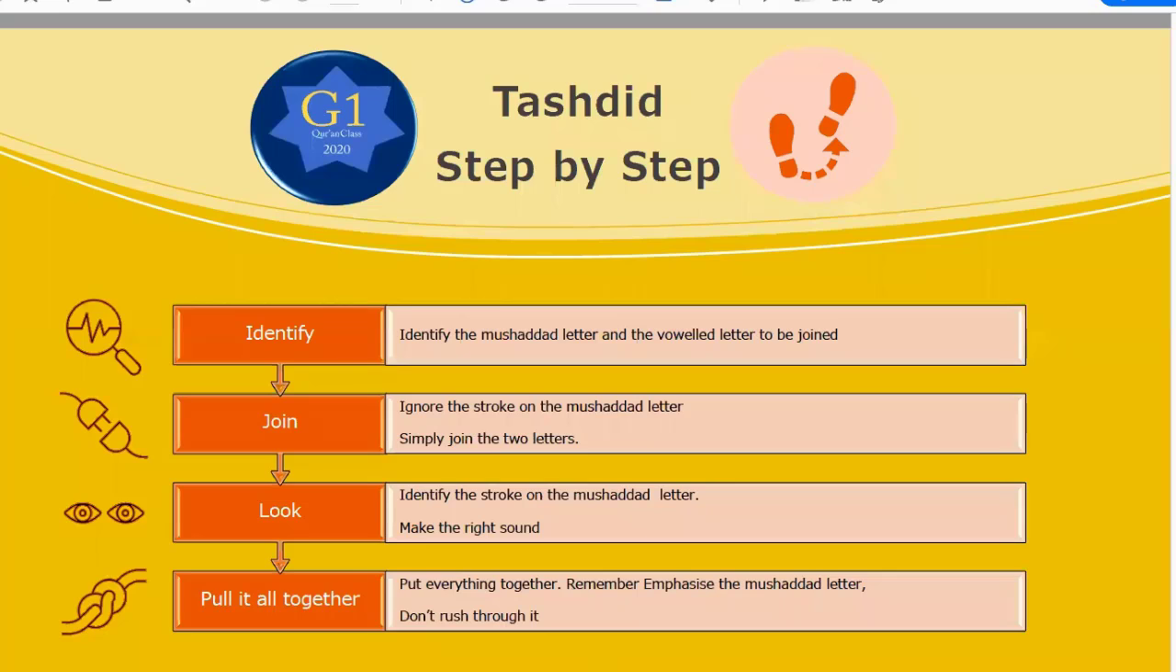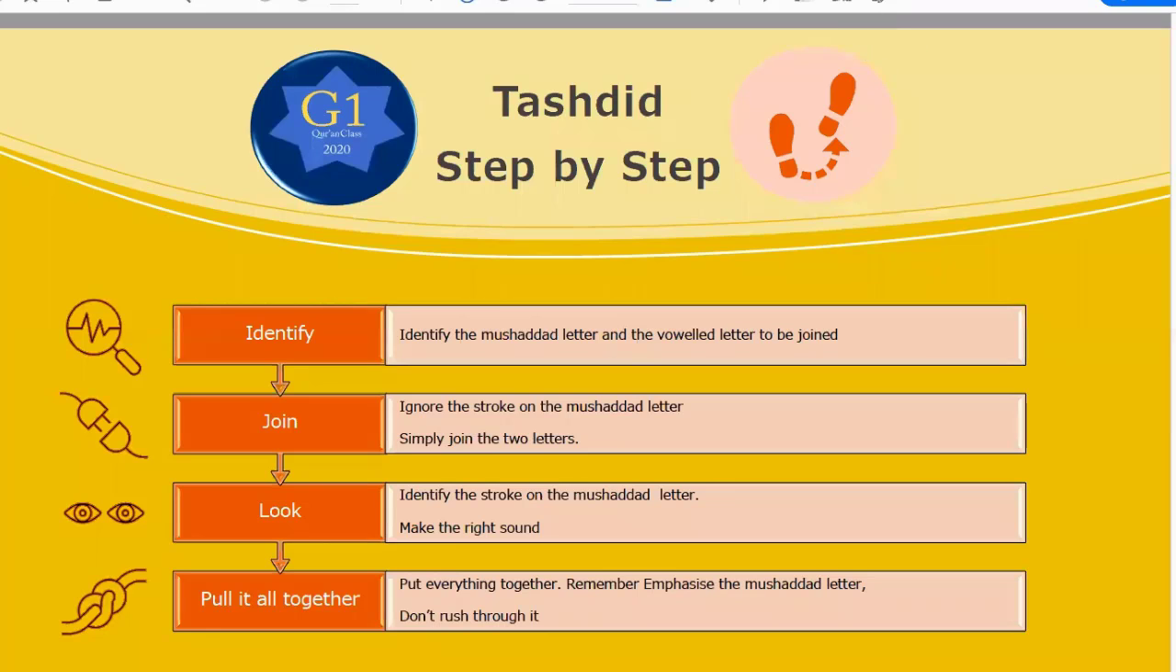Okay, so when you are looking at this, you need to look very, very carefully. You need to look very, very slowly. Make sure you recognize all the different letters. Make sure you recognize all the strokes. And once you've recognized everything, then you can put it all together.